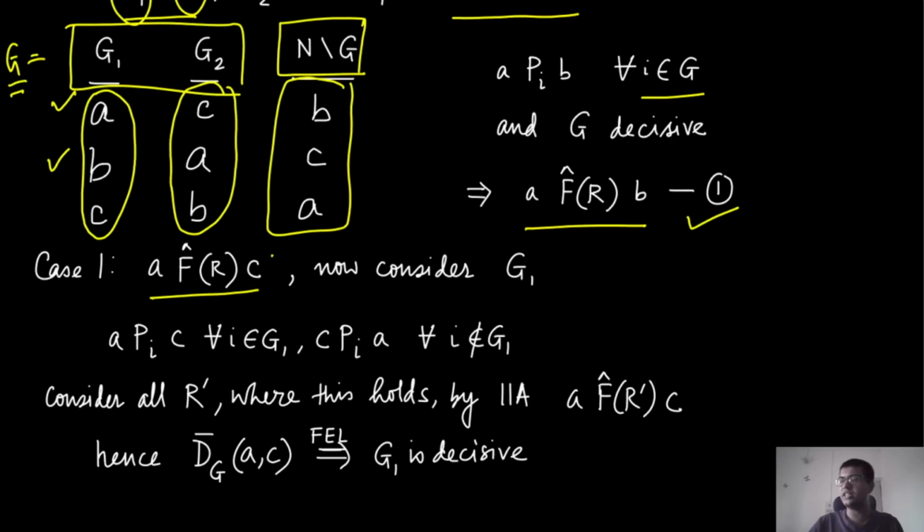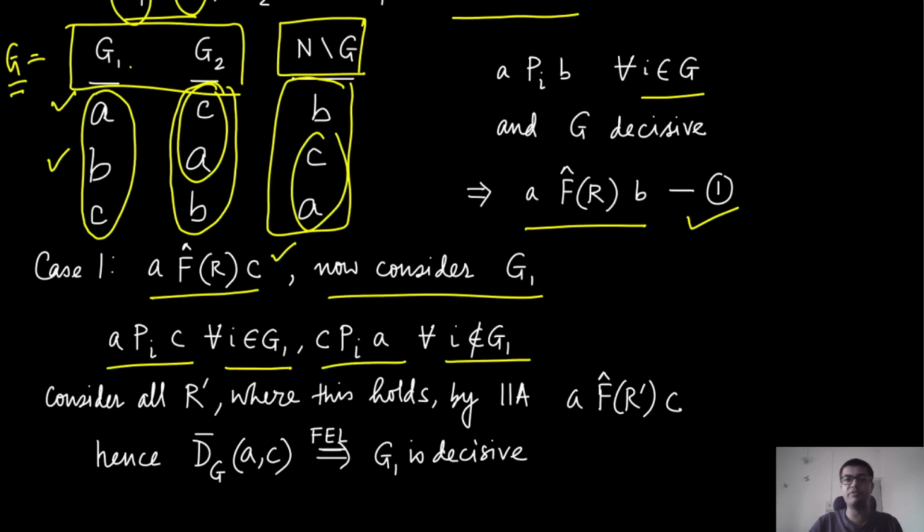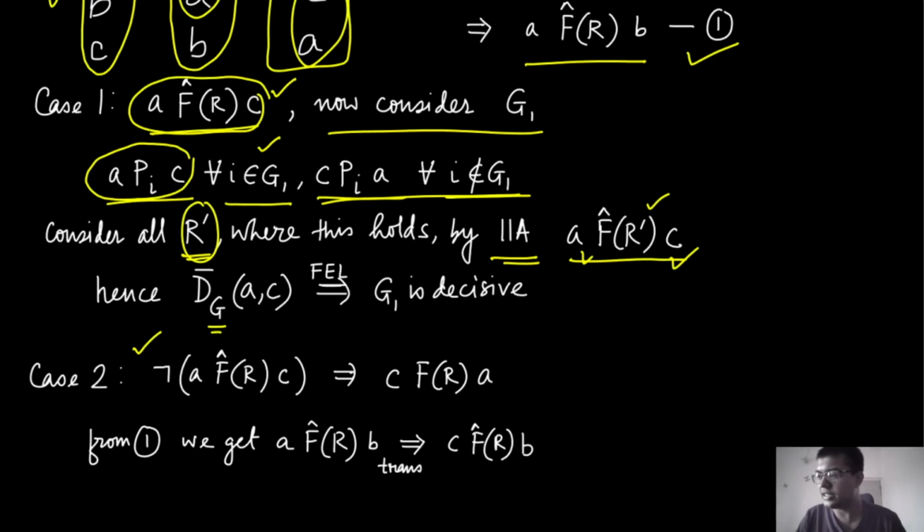Now when considering this first case, let us also look at G1. We see that A is strictly preferred over C for all the players in this group G1, and C is above A in all the other groups. So whenever the player is not in G1, C is strictly preferred over A. Now if we consider all possible R primes where this particular relative ranking between A and C holds, then using IIA we can say that A should be strictly preferred over C for all those R primes. So this group G1 is almost decisive between these two alternatives A and C.